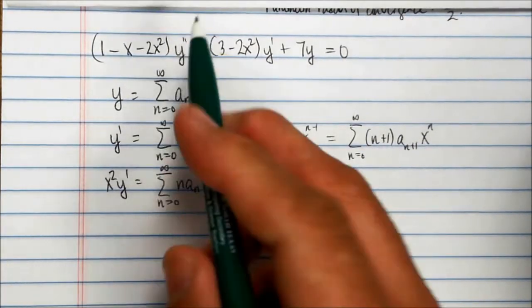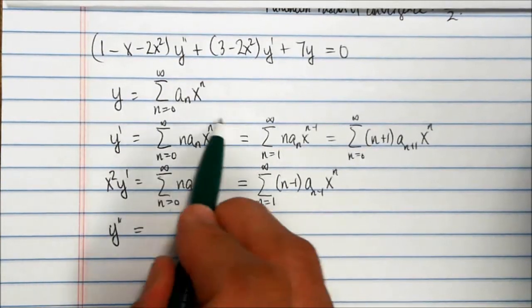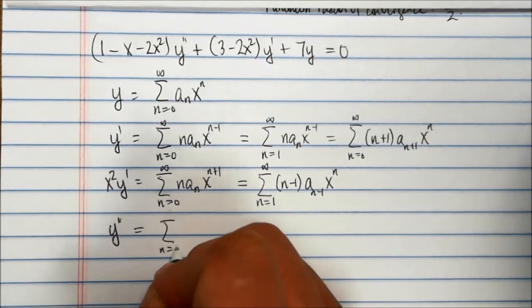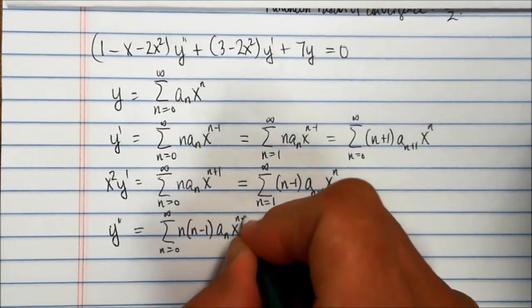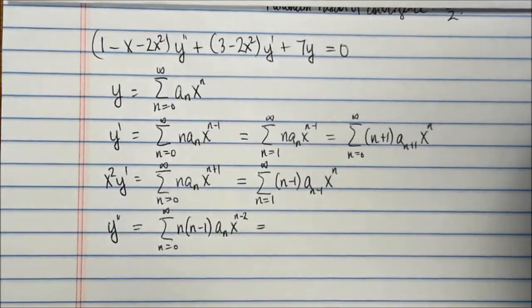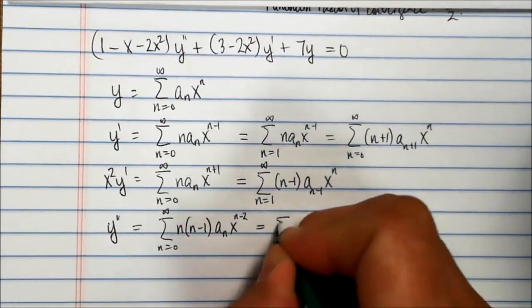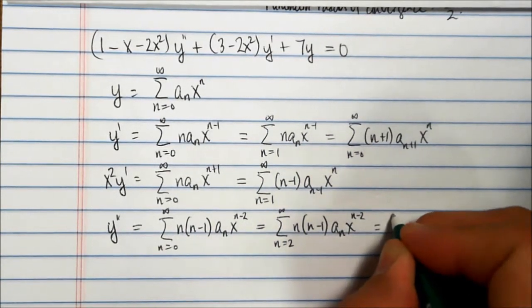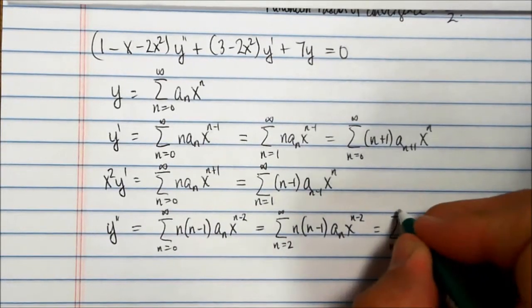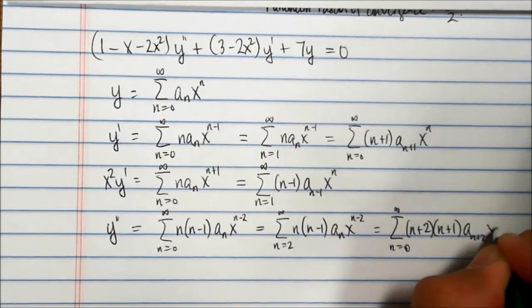Okay, next we have to figure out y double prime. So for y double prime, let me take this one and differentiate. So coming up to this line and differentiating, we get summation n equals 0 to infinity, n times n minus 1, a sub n, x to the n minus 2. Okay, now once again, let's do the shift so that we have summation n equals 2 to infinity, n times n minus 1, a sub n, x to the n minus 2. And then shifting backwards, we get n equals 0 to infinity, n plus 2, n plus 1, a sub n plus 2, x to the n.